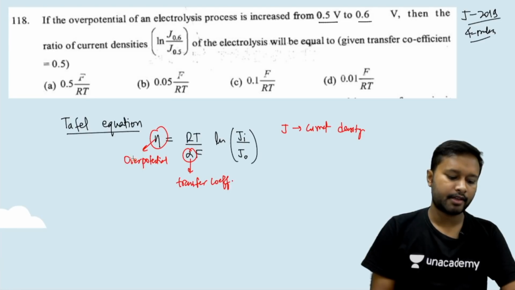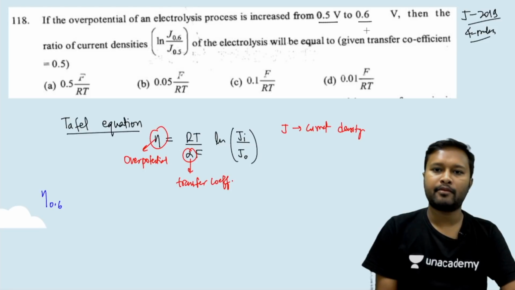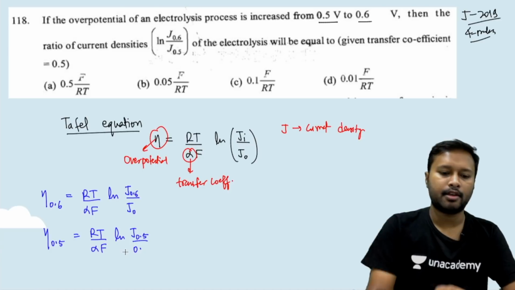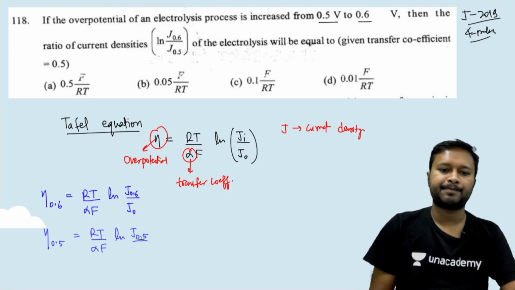Now you know that we have to calculate eta for two different values. First of all, we'll have eta for 0.6 volt. For that it will be given as RT upon alpha F times ln J 0.6 upon J naught, where J naught is the initial current density. And the other equation will be eta 0.5, given by RT upon alpha F times ln J 0.5 upon J naught. So now you have got both these equations.